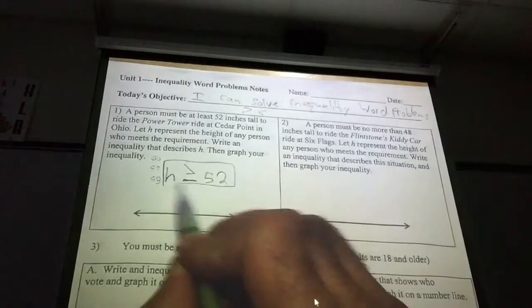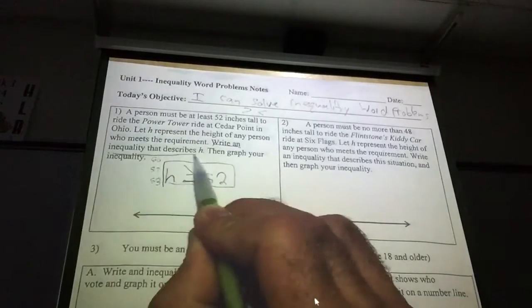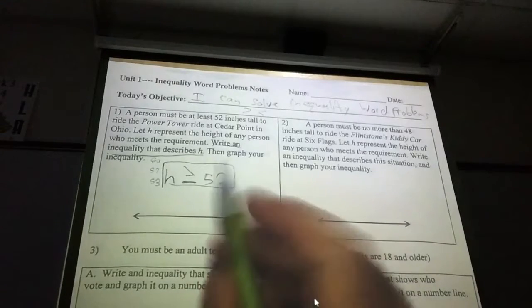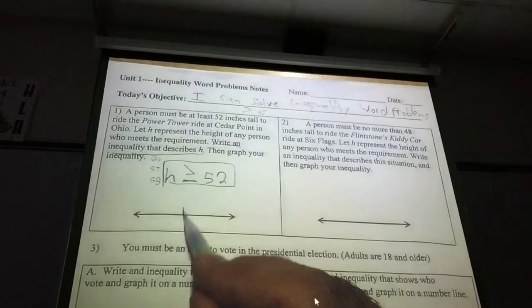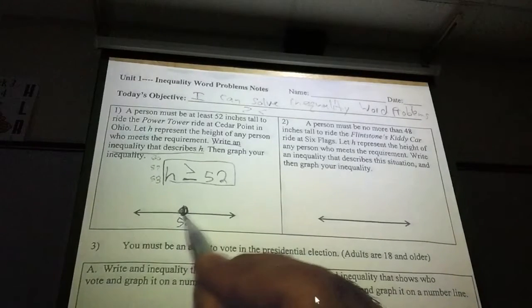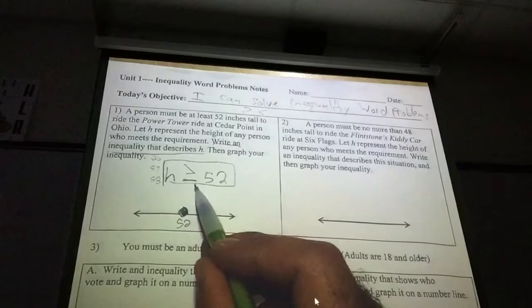That's what right here it says, write an inequality that describes H. That's what they wanted you to do. And then it says to graph it. So let's go ahead and graph this. We're going to put the 52 right there. We are going to put a closed circle because of the or equal to bar.